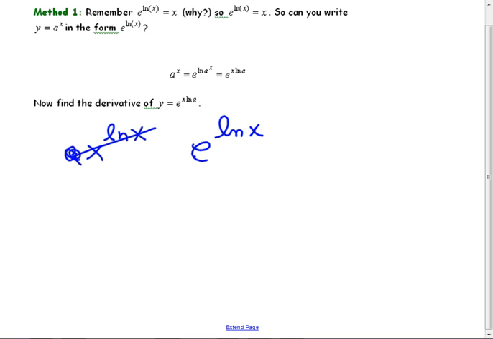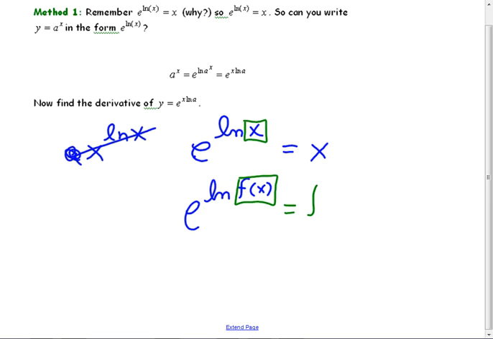What's e to the ln of x? That's just x. So what's e to the ln of some function? It's just this function. Remember, these are inverse operations. And I know it's hard to do, but we're going to rewrite a to the x as e to the ln of something.